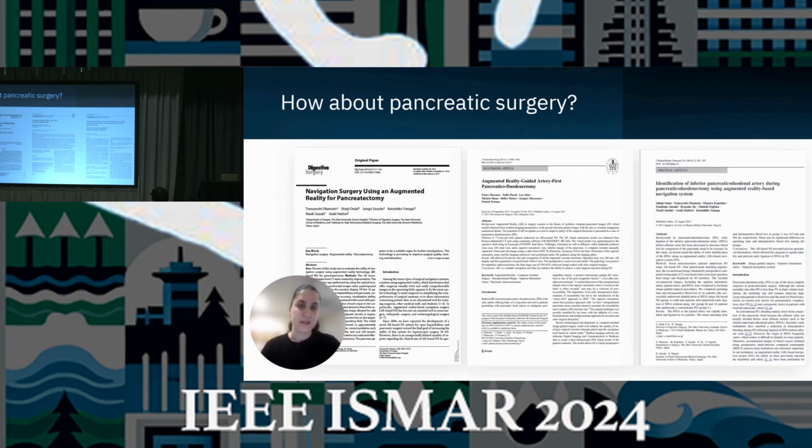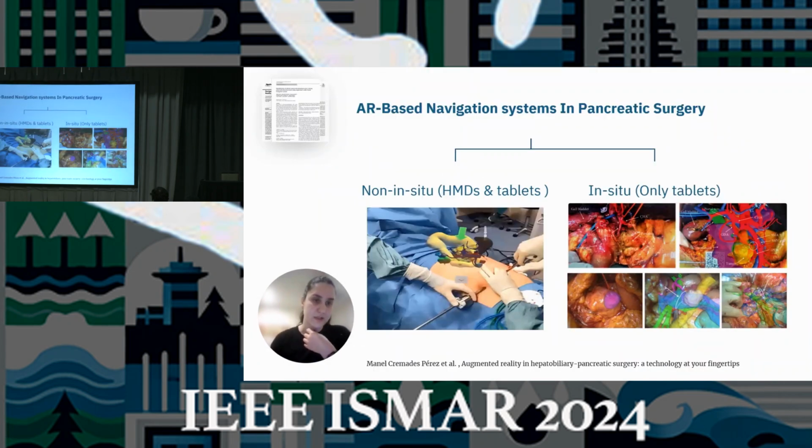In the literature, we saw some works actually done, and there are two types of works done in this area. The first is non-in situ visualization of the 3D models reconstructed from the preoperative data.